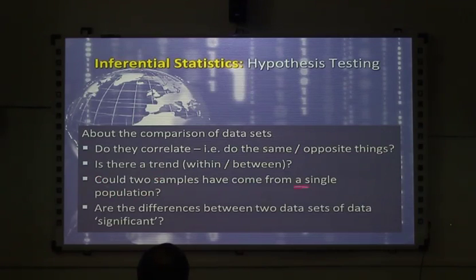Could the two samples have come from a single population? So you've collected landslide data and non-landslide data, could they all be the same thing? Or did actual landsliding make a difference? That's the sort of test you need to know. And are the differences between two sets of data significant? In fact, you use similar tests for these two.